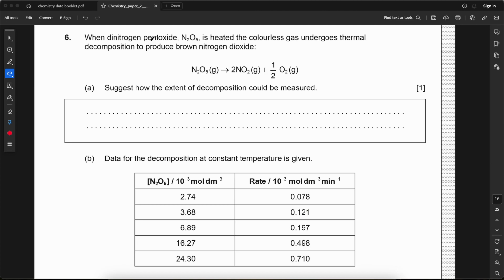When nitrogen pentoxide, which is N2O5, is heated, the colorless gas undergoes thermal decomposition to produce brown nitrogen dioxide, so it is colored. Suggest how the extent of decomposition could be measured. You can use colorimeter because it absorbs the light, or you can check the change in color, or you can check the change in volume because it produced gas, or you can check change in pressure because it produced gas.